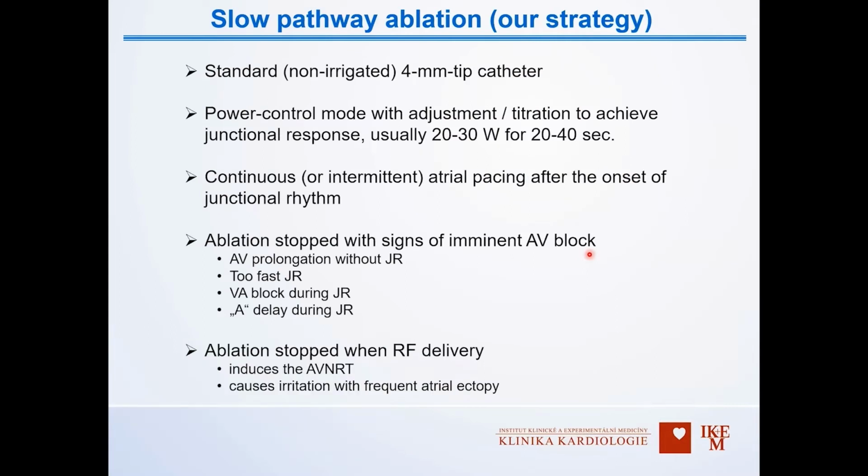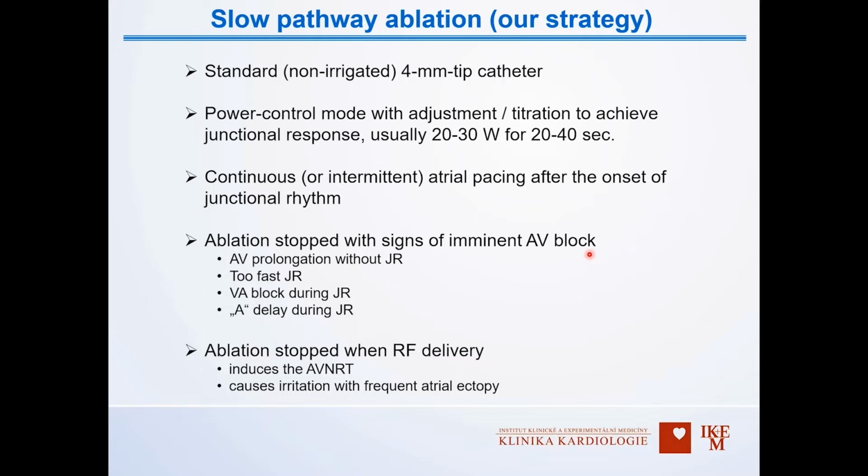Now we move to ablation itself. We use a conventional non-irrigated 4 mm tip catheter. Radiofrequency ablation is done in power control mode with adjustment titration to achieve junctional response. It usually means deliveries of 20, 25, or 30 watts for 20, 30, or 40 seconds.